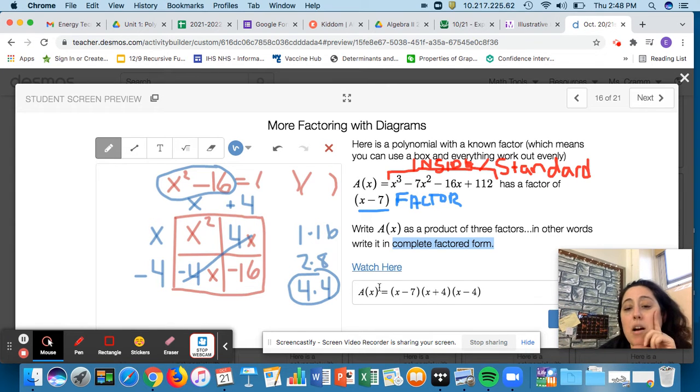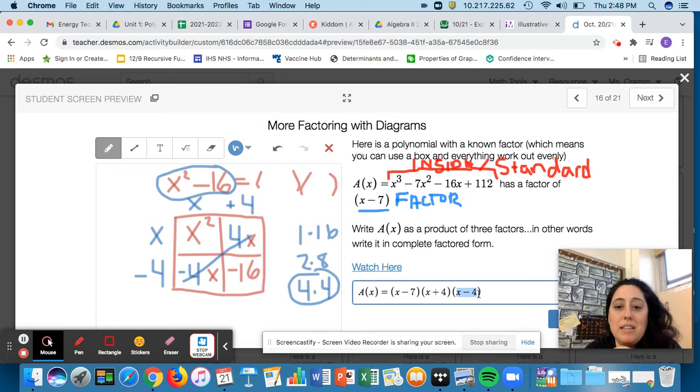All right, now I'm just going to take a quick glance. I don't see any common factors in any of these parentheses. So there's no GCF. Great. All right, so that would be considered factored fully.